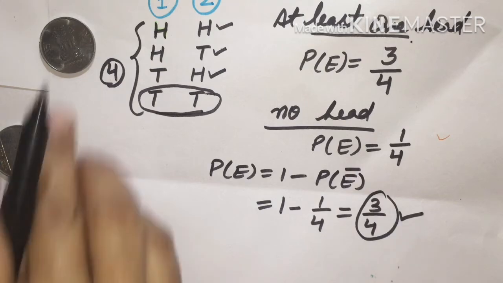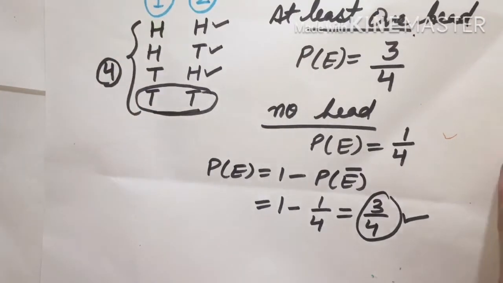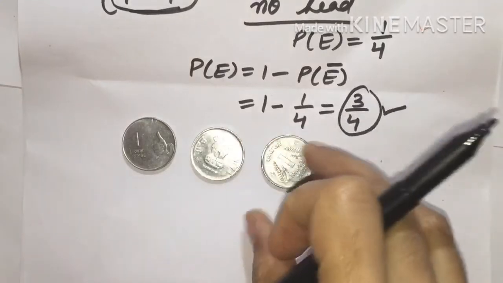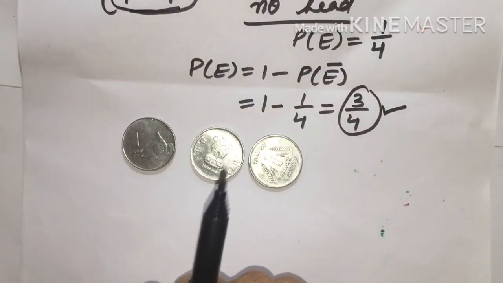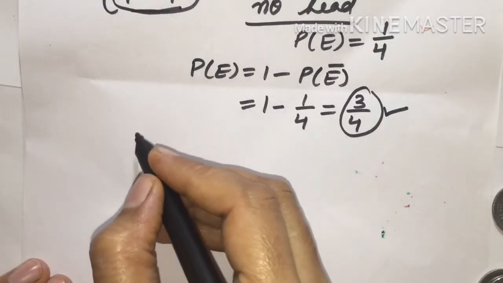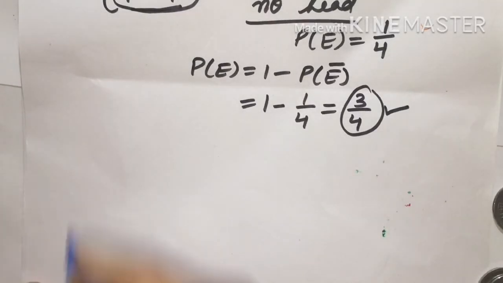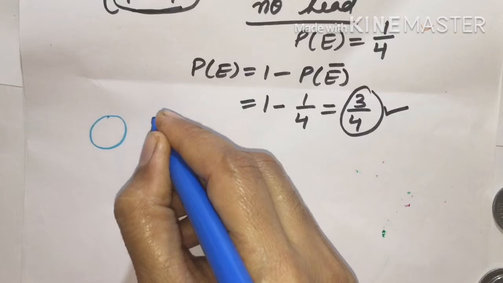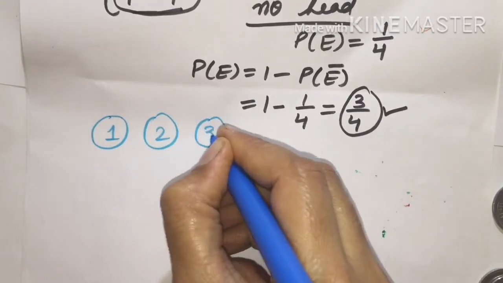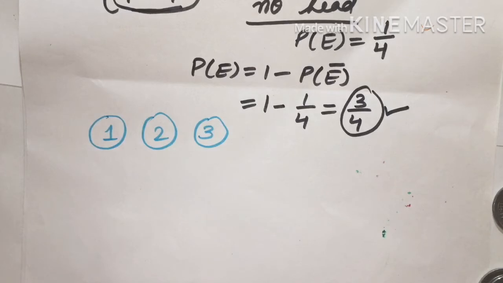So this was the case for two coins. If we are taking the case of 3 coins, meaning more than 2, what are the possible cases for these? So again we will make 3 coins, 1 2 3, these 3 coins are there.